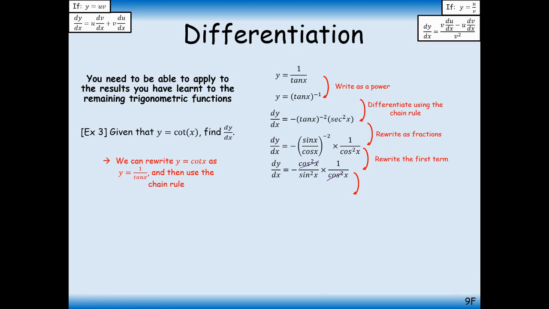So once you get rid of those cancellations, we're left with negative 1 over sine square, and 1 over sine square is nothing but cosec square of x. So negative cosec of x square.